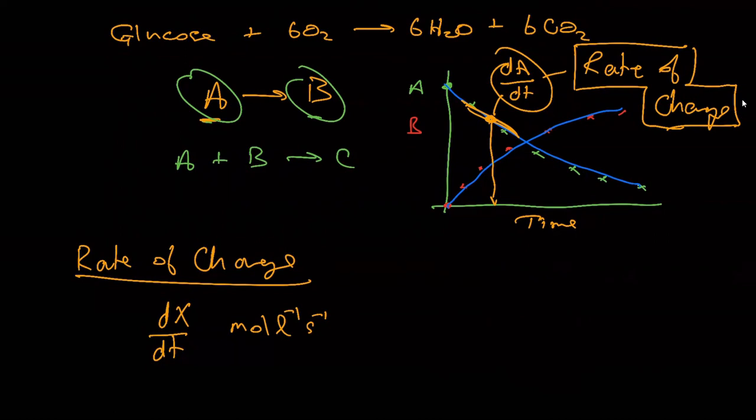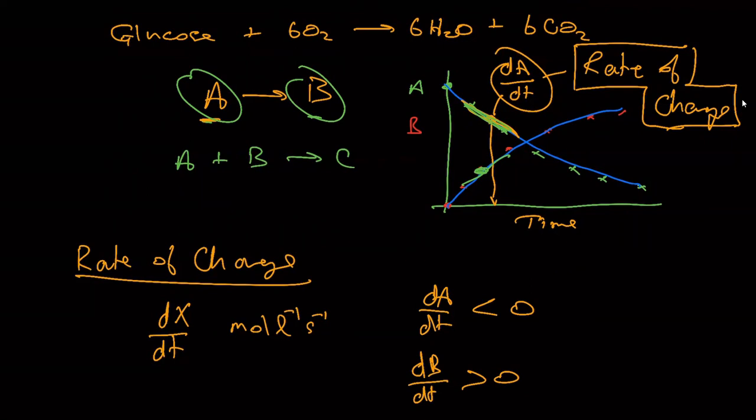Now you'll notice that if I measure A, the slope here is negative, so dA by dt is negative. The slope for B is positive, so dB by dt is greater than 0. So you notice immediately that depending on which one I measure, I get a different number. One will be negative, one will be positive.